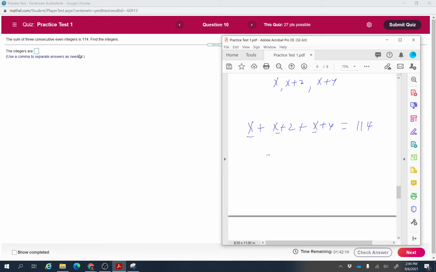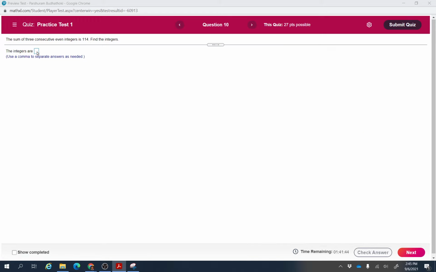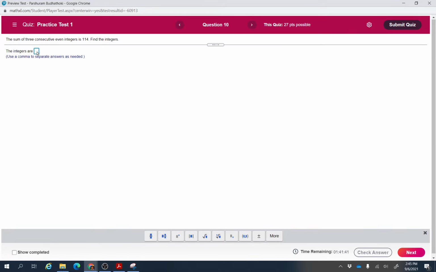x plus x plus x is 3x, plus 6 is 114. We subtract 6, 3x equals 108. Just divide both sides by 3, so it will give you 36. The first even number would be 36. So the second even number is 36 plus 2, which is 38, and the third even number is 38 plus 2, or 36 plus 4, which is 40. So the three consecutive even numbers are 36, 38, and 40, whose sum is 114.